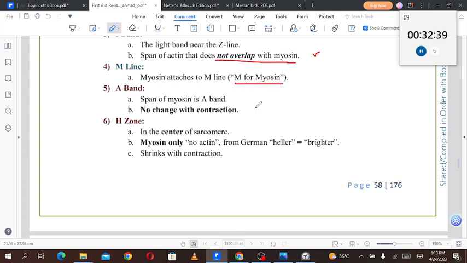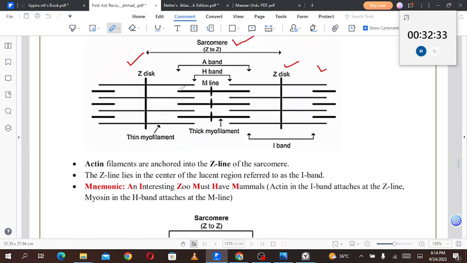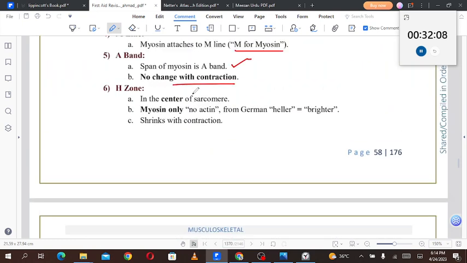The A band is the span of the myosin. There is no change in the A band during contraction, because other structures will come close to it. The Z line will move in this direction and come all the way until it touches the myosin, and it will stop there. So there will be no change in the A band during contraction. The length and the density, everything remains the same for the A band. Then we have the H zone in the center of the sarcomere.